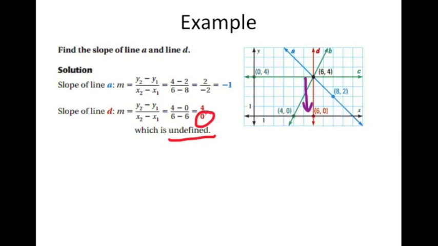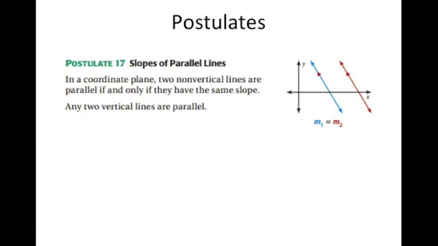Alright, let's look at the geometry part of this. So a couple postulates, things that again that we accept as being true without necessarily having to prove them. Okay, the first one is the slope of parallel lines. We say in a coordinate plane, two non-vertical lines are parallel if and only if. So again, this is a definition. So parallel is if and only if they have the same slopes. So if they have the same slopes, they're parallel. If they don't have the same slopes, they're not parallel. Okay?